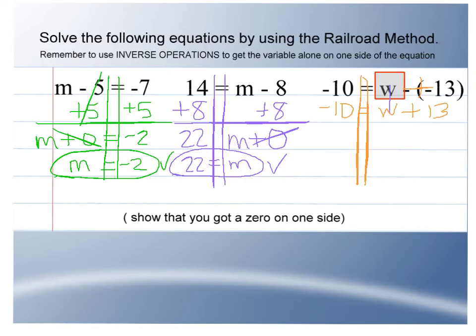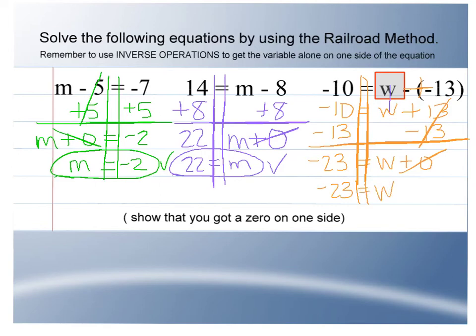And I can ask myself now, okay, what do I add to both sides to get w by itself, or what is the opposite of my positive 13? And that is a negative 13. So I'm going to subtract 13 from both sides and keep the 13s together there, and they make 0. So now I have a negative 10 minus 13, which gives me a negative 23, and that is equal to w plus 0. We can get rid of the 0, and negative 23 is equal to w.